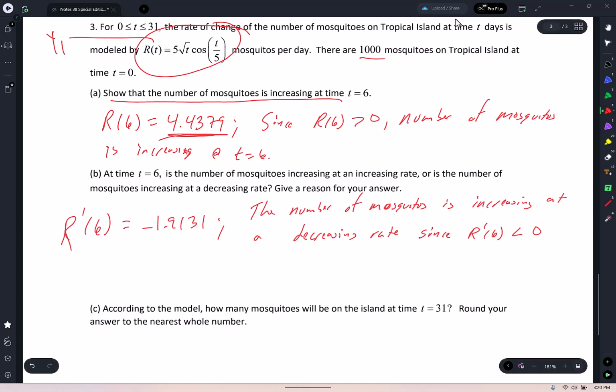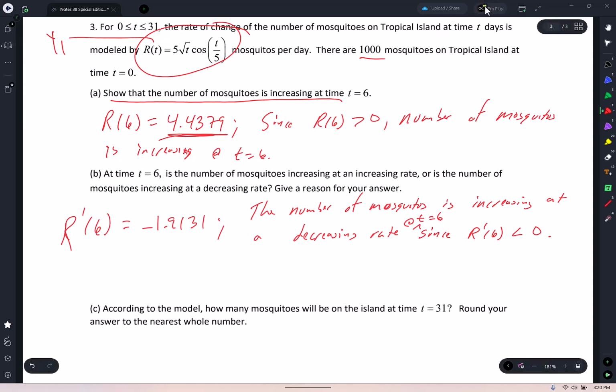At t equals 6. Oh, that's fine. The number of mosquitoes is increasing at a decreasing rate at t equals 6. I would probably add that in there, since R prime of 6 is negative. Done. Full credit. Cool or not cool?